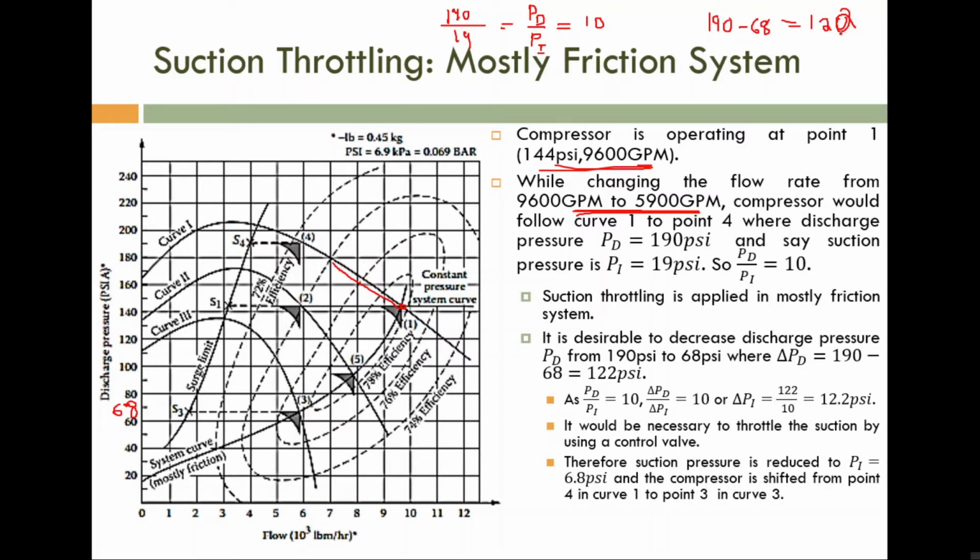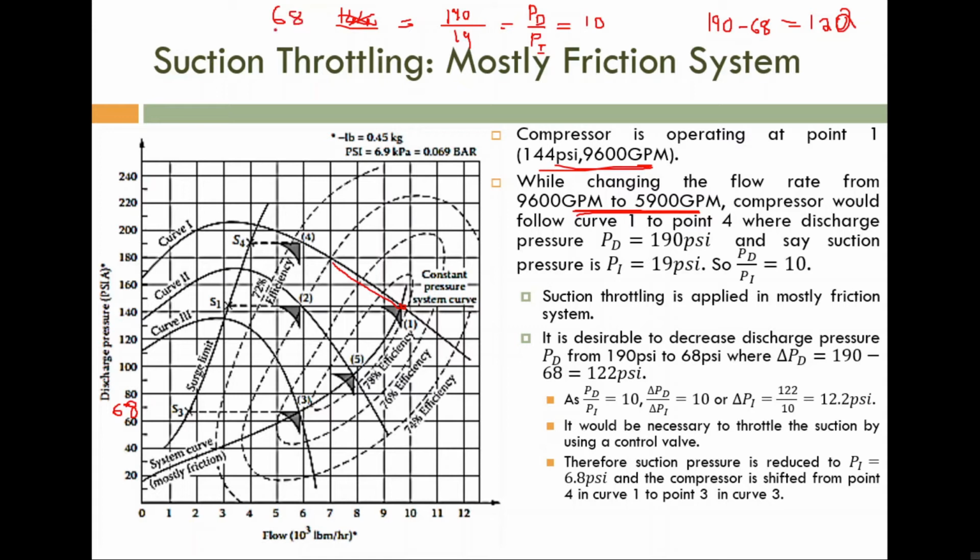So how much pressure do we want to remove? We want to remove a pressure of 122 psi from the discharge line. For that purpose, we are throttling the suction line. Please note, by reducing the suction pressure we reduce the discharge pressure. But please note the compressor ratio is 10. Sorry, I am very sorry, not 144 psi. Here the required pressure is 68.